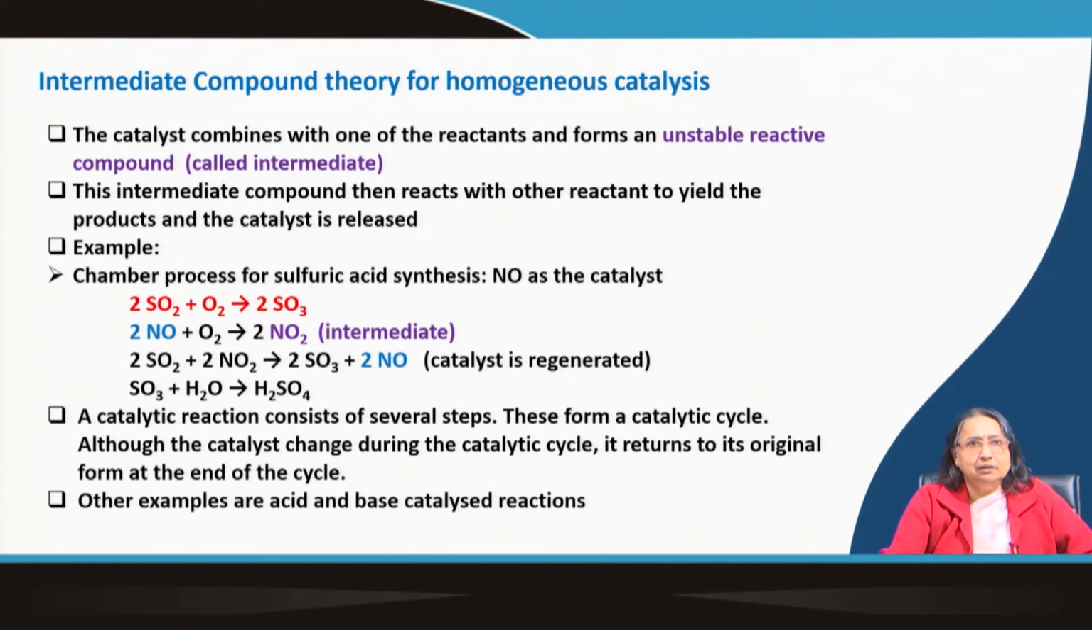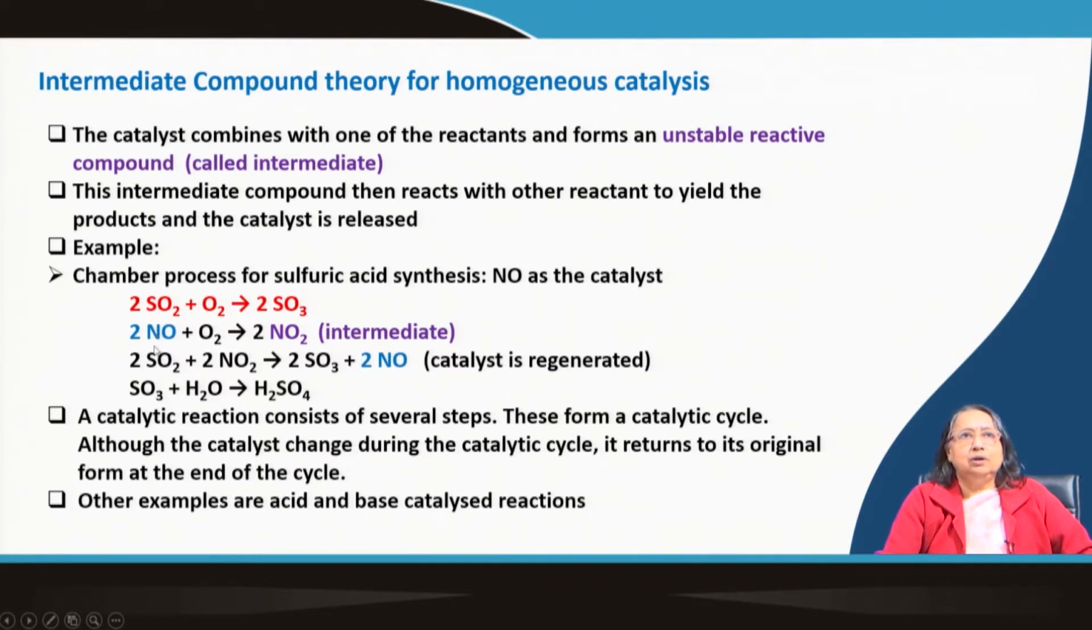Here is another example, the chamber process that I already discussed, the sulfuric acid synthesis, where nitrogen oxide is used as a catalyst. Here it is nitric oxide, it is shown. You see this is the main reaction: sulfur dioxide reacts with oxygen to give sulfur trioxide. For this reaction NO is used as the catalyst.